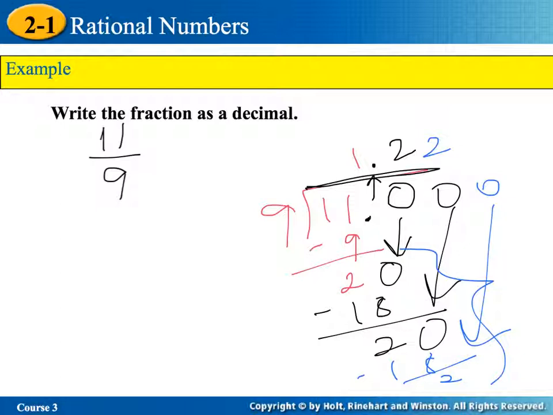So we know the pattern repeats. If it repeats, do you remember what to do? As it repeats, there's a bar that goes over the digits that repeat. So 1.2 repeating. Your answer would look something like that.